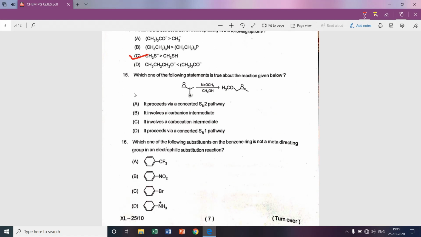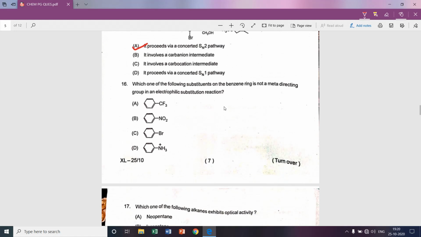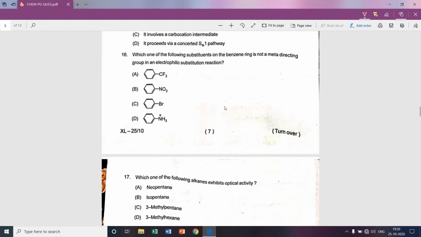Then come to question number 15. Which one of the following statements is true about the reaction given below? And your answer is A, that is it proceeds via a concerted SN2 pathway. Then comes question number 16. Which one of the following substituents on a benzene ring is not a meta-directing group in an electrophilic substitution reaction? And your answer is C.